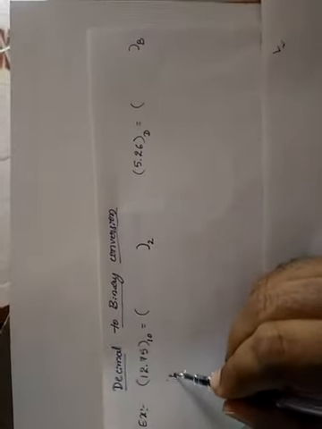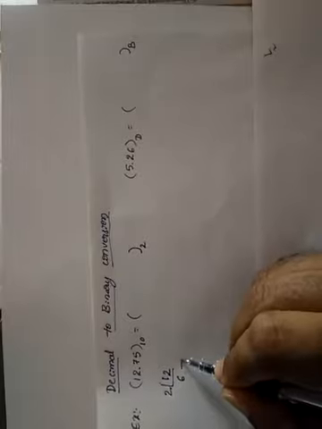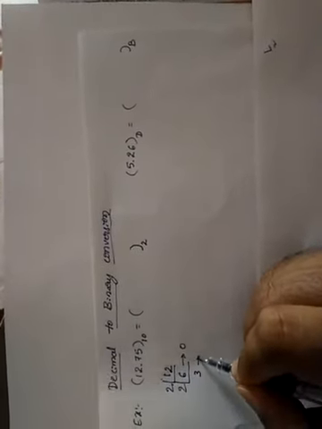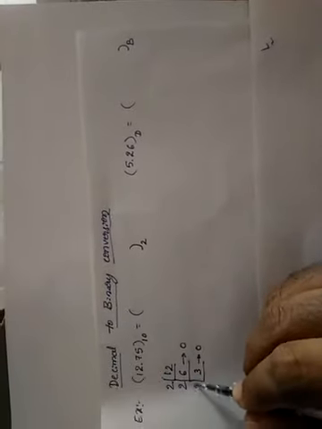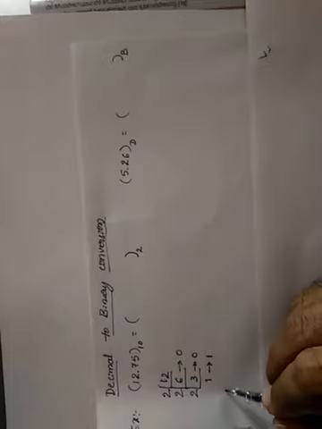First I will take the 12. Again it will be divided by 2. 2 sixes are 12, 0 remainder. Again 2 threes are 6, 0 remainder. 2 ones are 2, 1 is the remainder. So I can write it as 1100. That is only the part for 12.